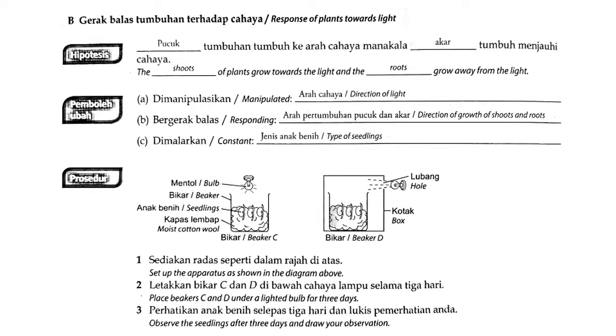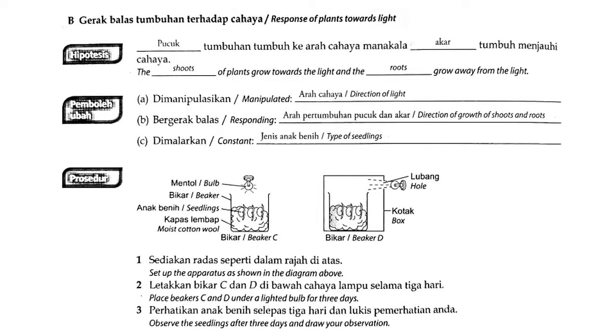B. Response of plants towards light. Hypothesis: the shoots of plants grow towards the light and the roots grow away from the light. Variables: A. Manipulated, direction of light. B. Responding, direction of growth of shoots and roots. C. Constant, type of seedlings.